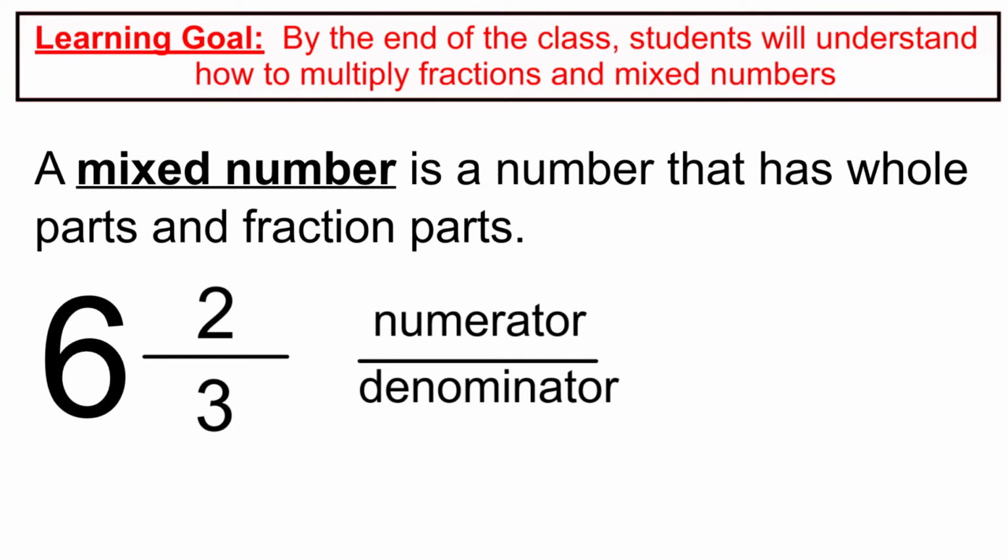The other possibility is maybe we have a mixed number, which is a number that has some whole parts and some fraction parts. The only thing that I've changed in our problem here is I threw this big 6 into the problem. What the 6 means is that we have 6 whole completed objects, whatever they happen to be, and then we have 2 out of the 3 parts we need to make another whole object.